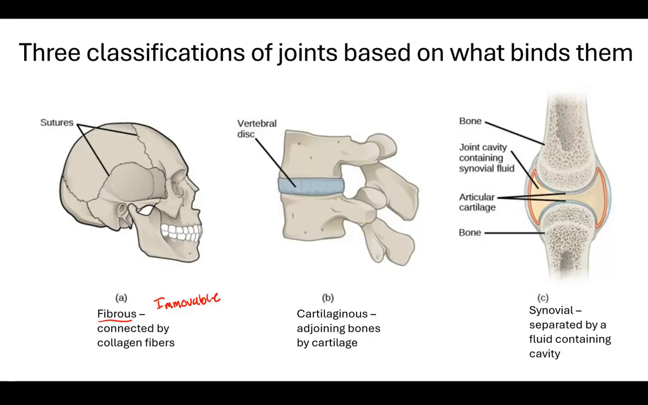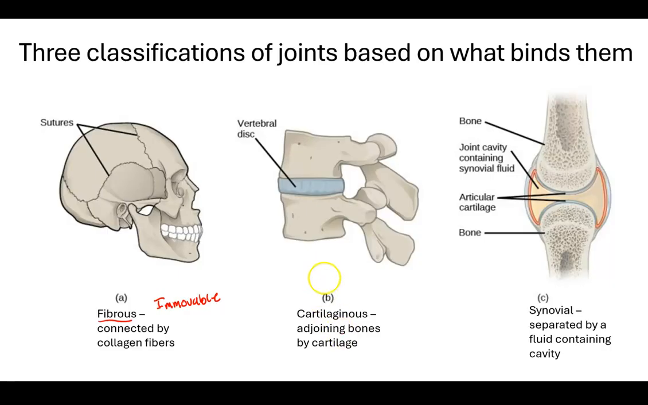A good example of this is the sutures in the skull, right? The skull has a ton of bones in it, but they are sutured together in fibrous joints. And this is what makes it immovable. This is good because we wouldn't want our bones moving around in the skull, because if the skull bones are moving, it could potentially damage the nearby neural tissue, right? Your brain.